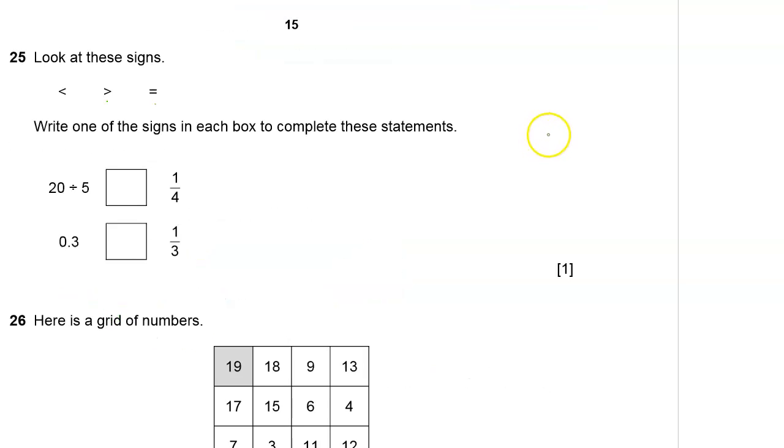Now back to question 25. Look at these signs. We have less than, greater than, and equal sign. Write one of the signs in each box to complete the statements.